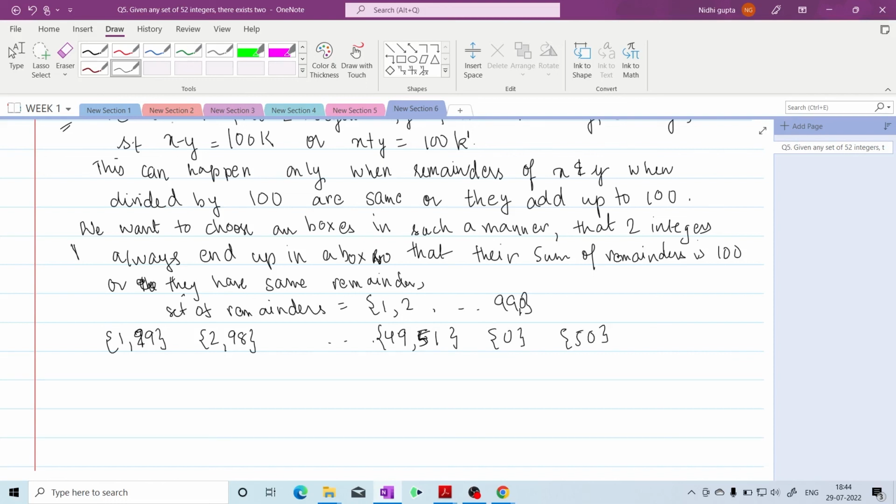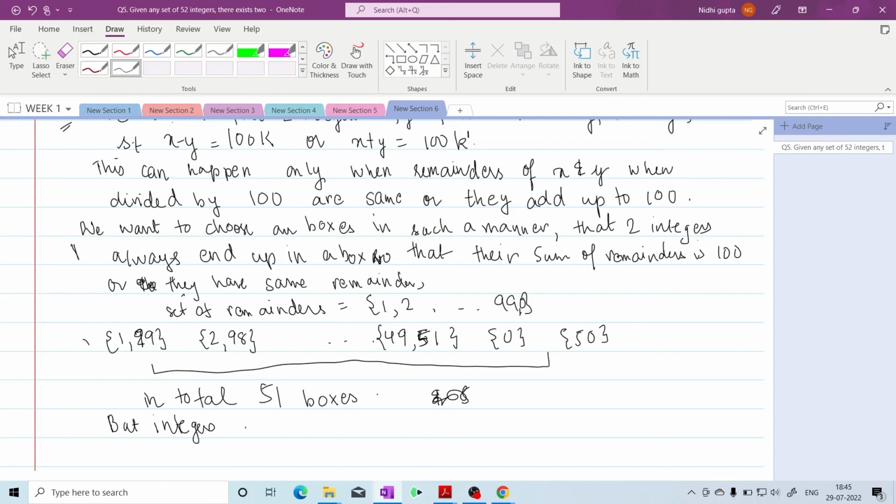So we see we have in total 51 boxes, but the integers are 52. So we are done by the pigeonhole principle.